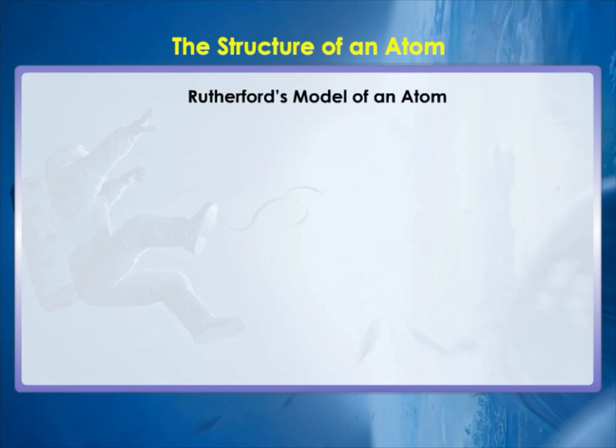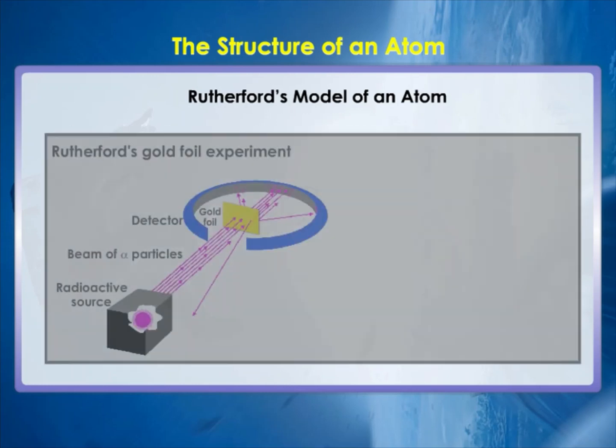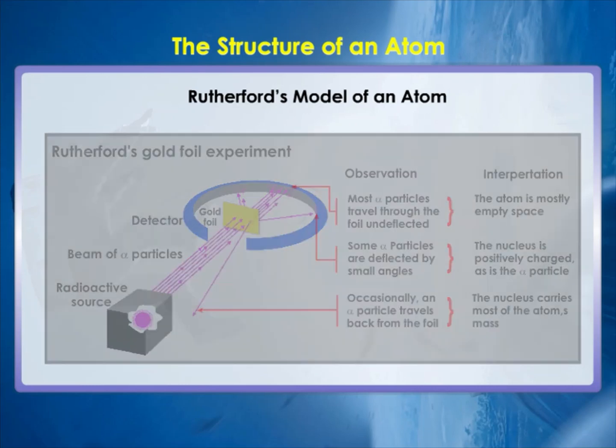Rutherford's model of an atom. Ernest Rutherford was interested in knowing how the electrons are arranged within an atom. Rutherford designed an experiment for this. In this experiment, fast-moving alpha particles were made to fall on a thin gold foil. Let's look at some of the prominent features of the experiment.